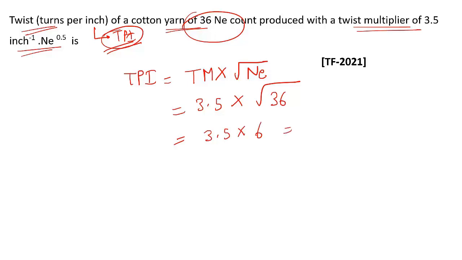So it will come out to be 21. So TPI is 21 and it is the answer. You have to answer in integer or any form. So 21 is the right answer. I think it is clear to you.